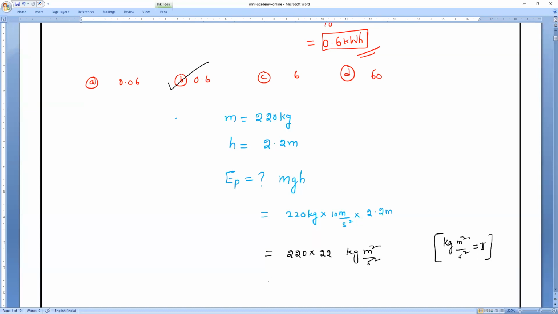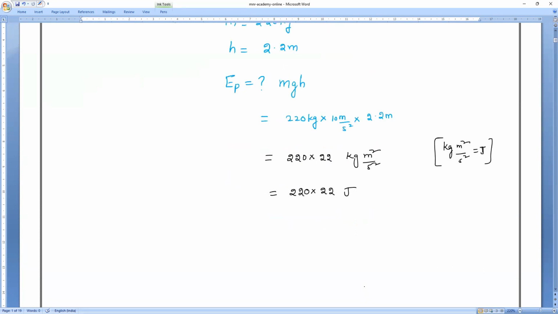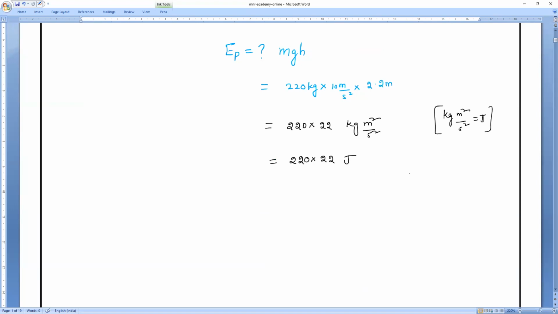Okay, so that's all. So write it, everybody. So 220 into 22 joules. Anybody answer, please? 4,840. Yeah. See, very simple, no need to worry. 22 square means 484. Understand? So 4840 joules. But what do we want actually?